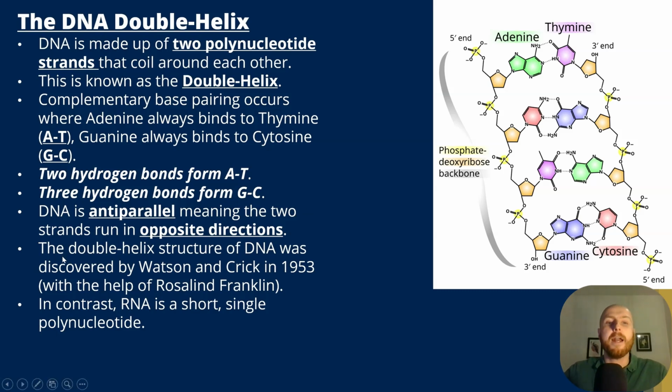Now, the double helix structure of DNA was discovered by Watson and Crick in 1953, but they did use a lot of work from other scientists, such as Rosalind Franklin, who took that famous X-ray diffraction picture. So yes, they did discover it in 1953, but they had a little bit of help. Now, in contrast to all of this, RNA is much simpler. It's shorter, it's usually single-stranded, and it's still a polynucleotide, but it's smaller and it's single.